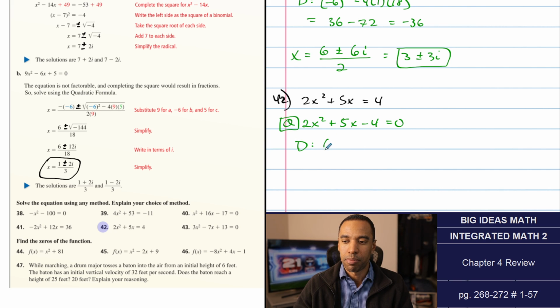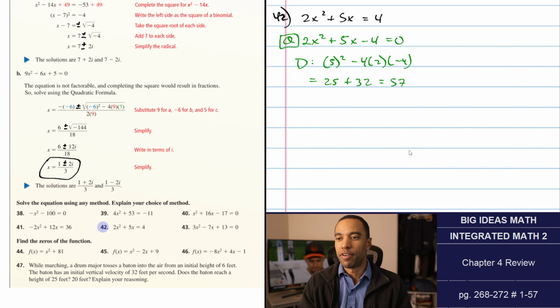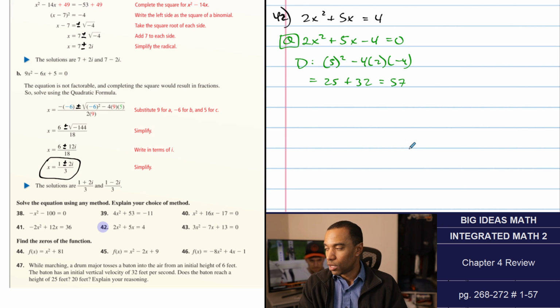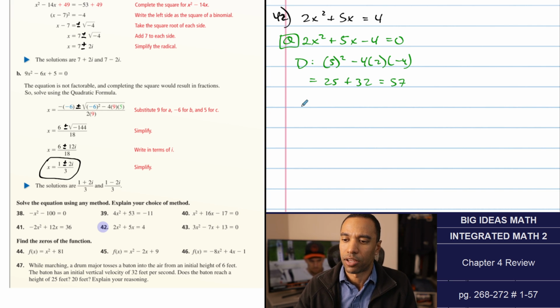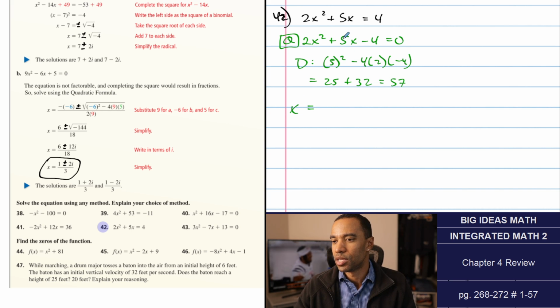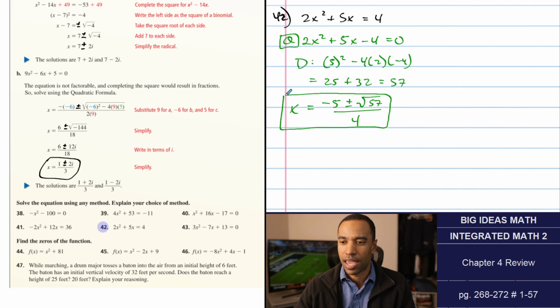Discriminant is b squared minus 4ac, which is 25 plus 32, 57. Now, 57, oh, that's not right. 3 times 19. Never mind. I thought you could simplify the radical. You can't. x equals negative b plus or minus the square root of b squared minus 4ac all over 2a. 2 times 2 is 4. This is the exact answer set.